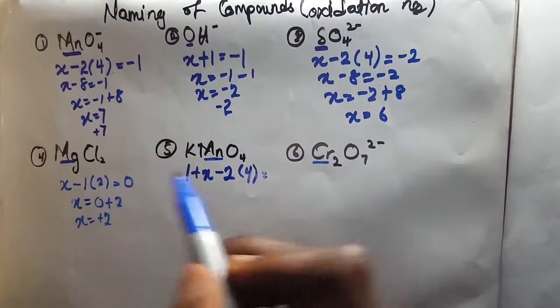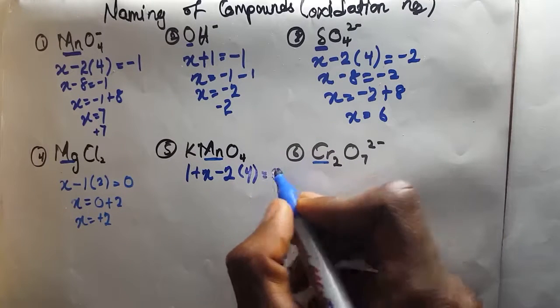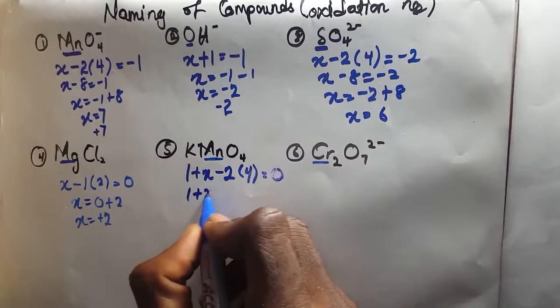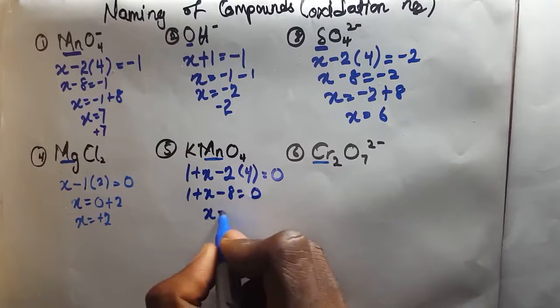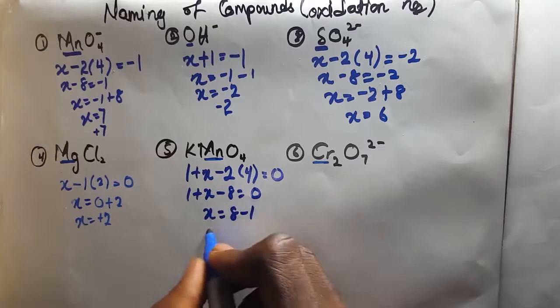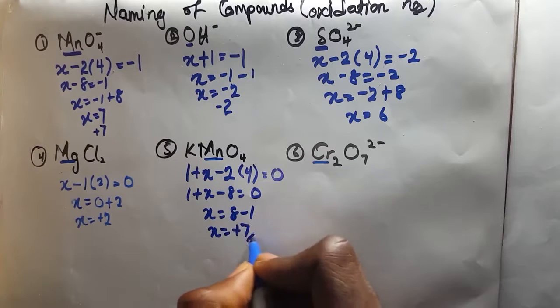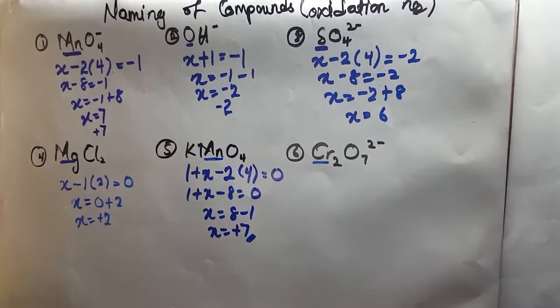I equated to 0 here because there is no charge. So 1 plus X minus 8 equals 0. So X equals 8 minus 1. X equals positive 7. Now, you can see something over here.